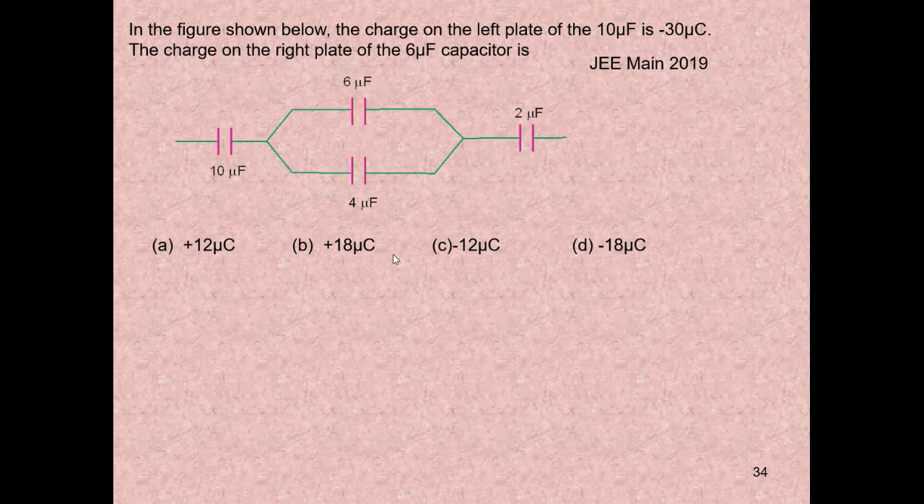Now what you should do, as I told you already, this is obviously a parallel combination. In parallel combination, charge divides in the direct ratio of capacitances. That is, the greater the capacitance, the more the charge. Out of the 2, this has the greater capacitance, so it has the greater charge. So 18 microcoulomb. No calculations, nothing.